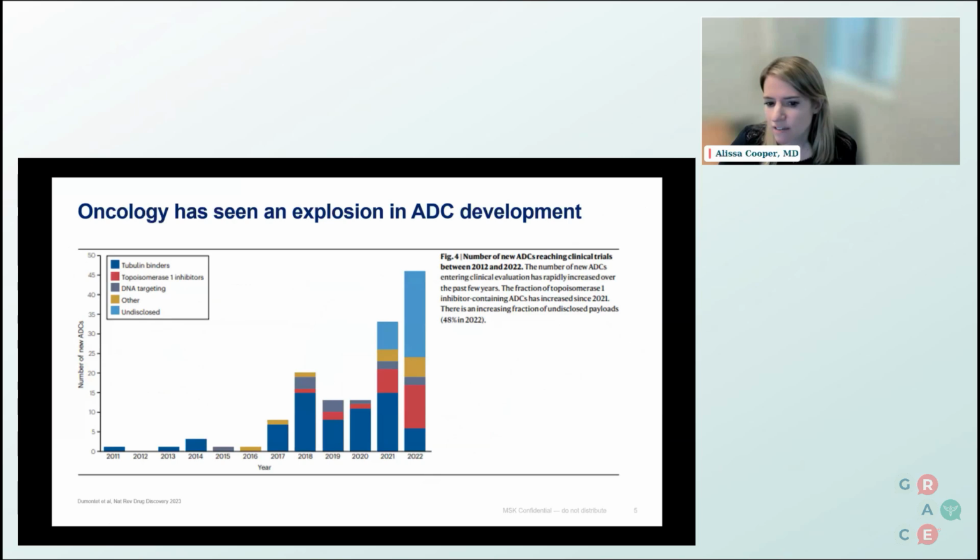This is just a figure, it's a couple of years old now at this point, but this technology has really exploded over the past decade or so. This chart is showing you from 2011 to 2022 the development of ADCs across oncology. This is not lung cancer specific, but you can see in 2021 and 2022 the really explosion is the word for it, of how much these agents have grown to show promise in oncology. And this has only increased over 2023 and 2024, which is not shown on this graph.